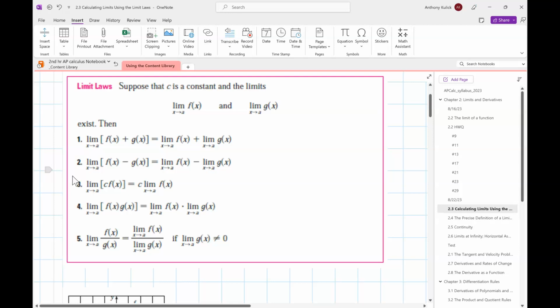If I have the difference of two functions, and I take the limit, that's going to be the same as the difference of the two limits. Take the limit of the first function and subtract from it the limit of the second function. If I have a constant times a function, and I take the limit of that, I can pull that constant out front and just do the constant times the limit of the function.